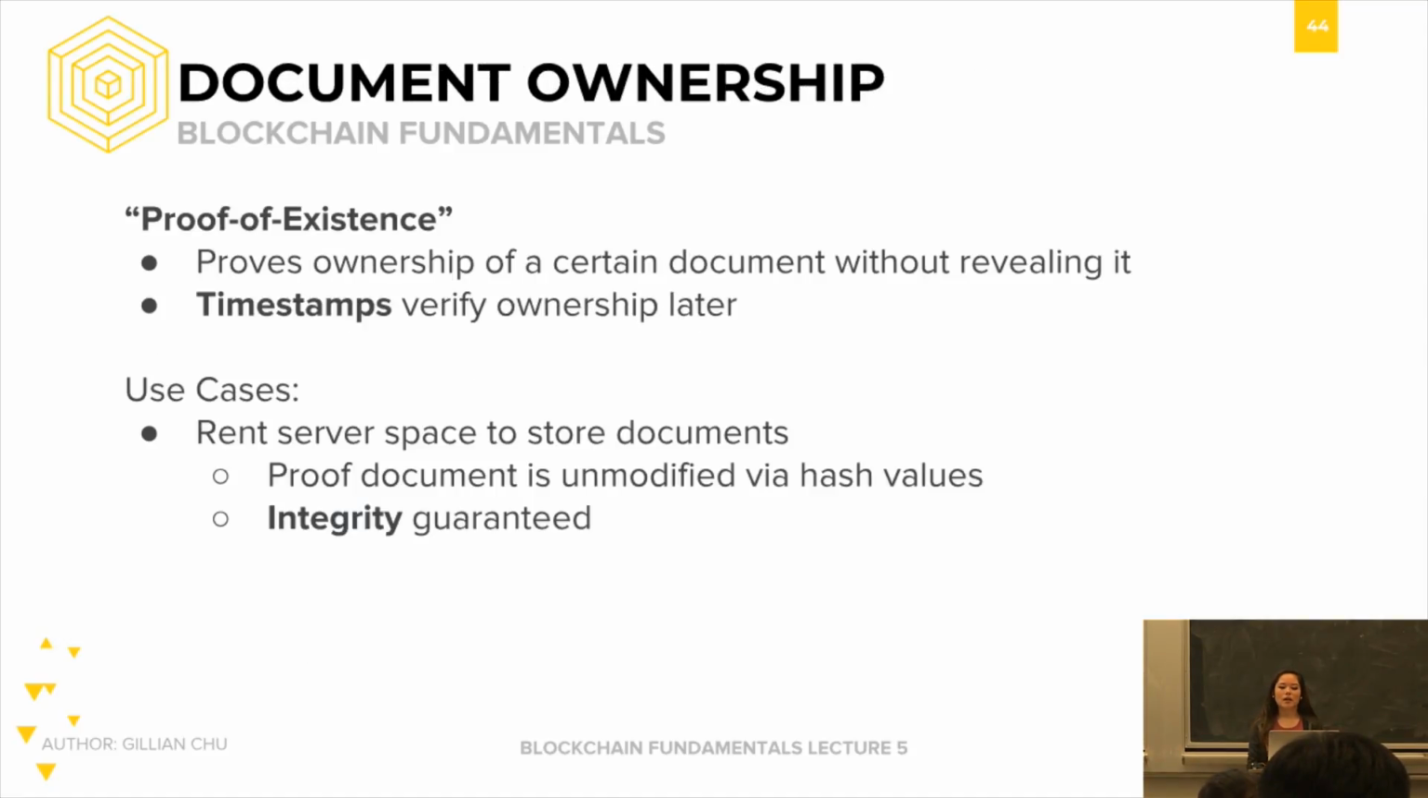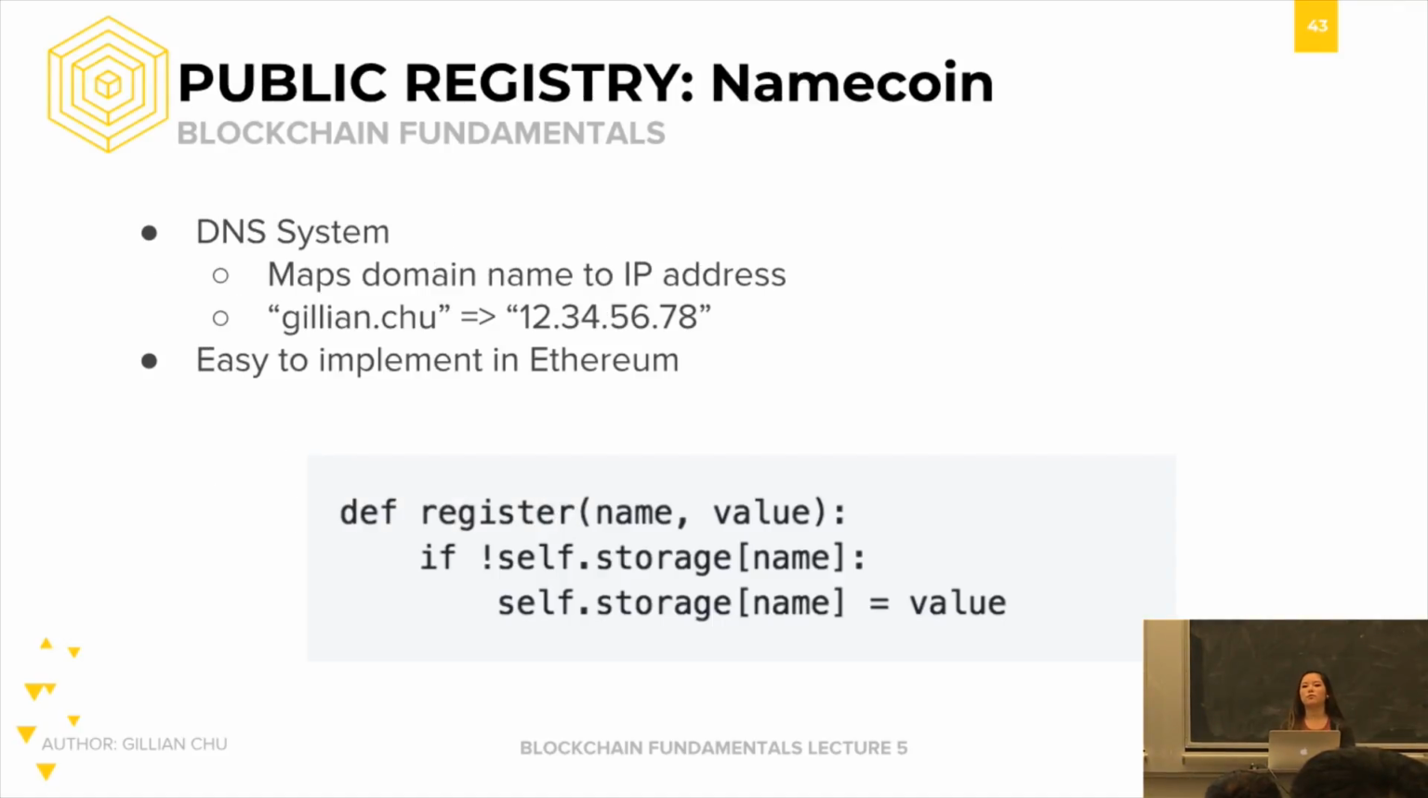Proof of existence. You could prove that you own some kind of document. It could just be a hash of a document, so you don't have to store the whole thing on the blockchain, and there would be timestamps later. Let's say I want to say that I wrote this book, and I wrote it today. I'm going to hash the full PDF of my book, or whatever it is, and put that hash on the Ethereum blockchain, in this registry for example, mapping from my address to this document hash.